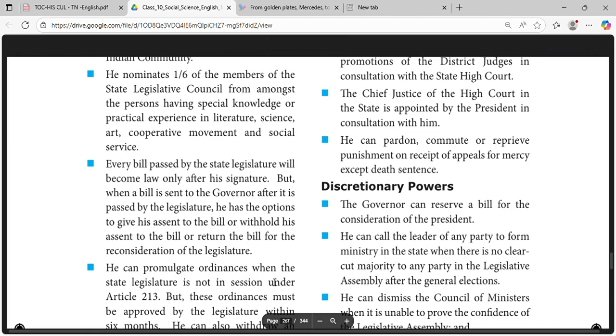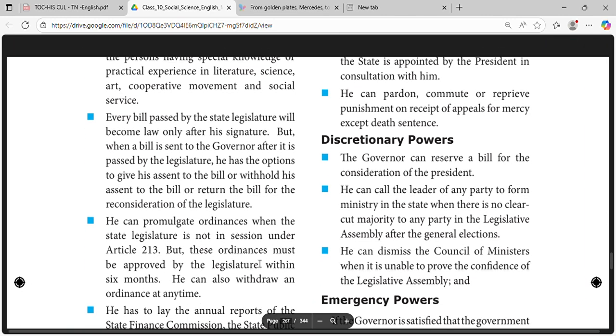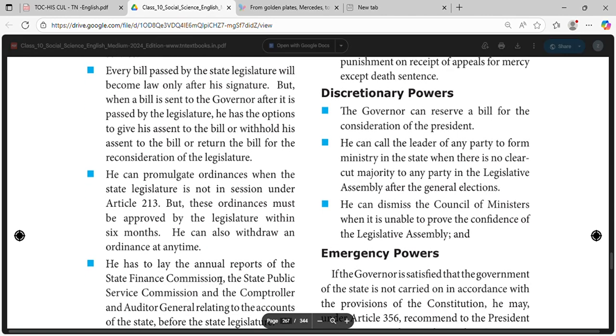He can promulgate ordinances when the state legislature is not in session under Article 213. But these ordinances must be approved by the legislature within 6 months. He can withdraw any ordinance at any time.